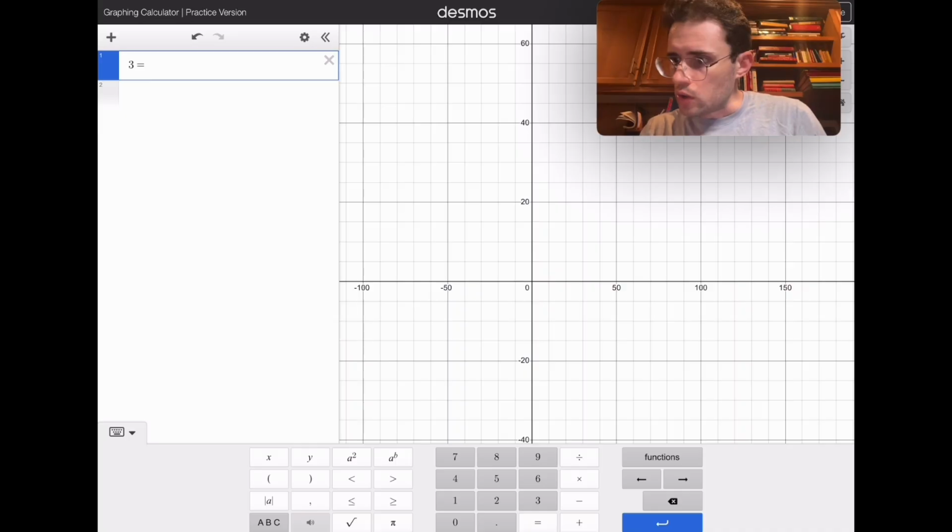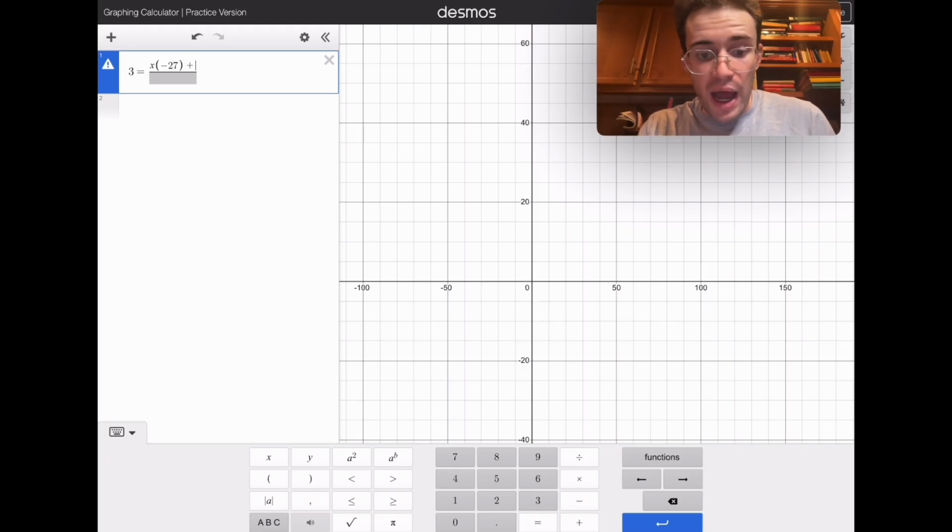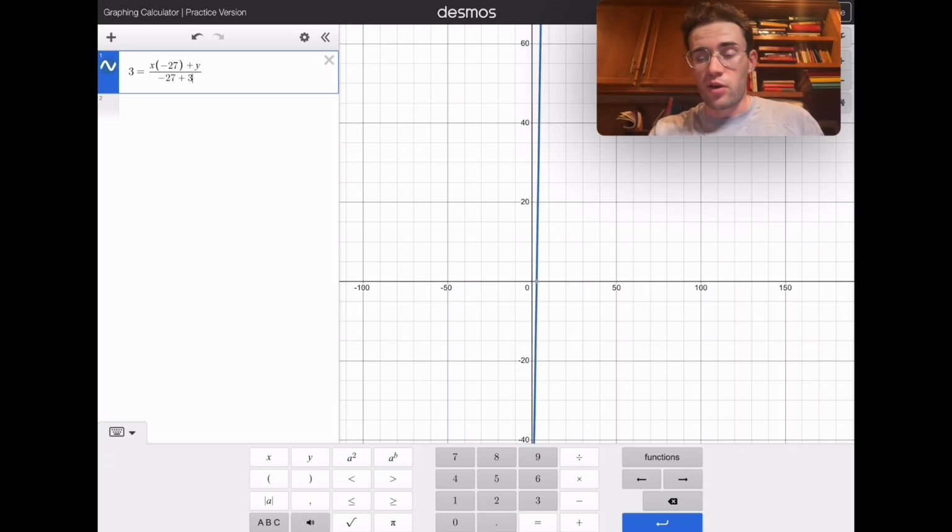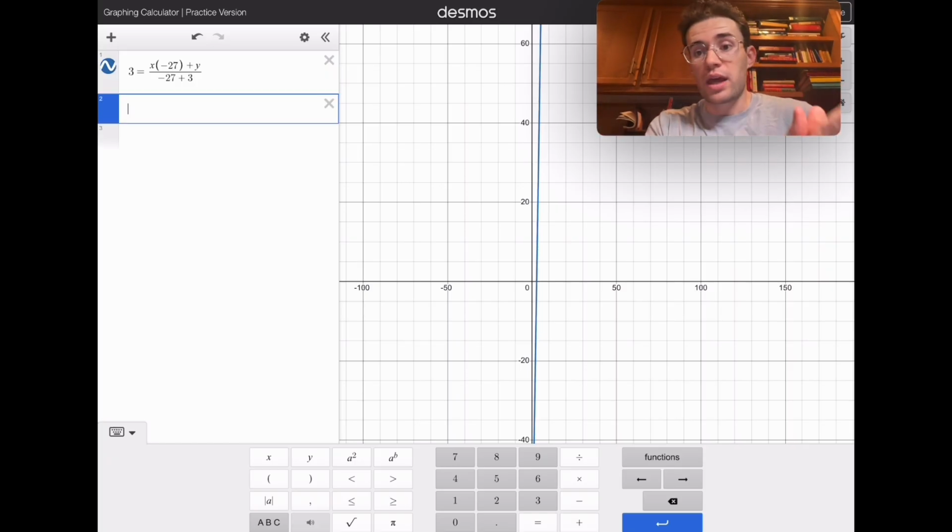3 is equal to, and we'll do x in place of the m, x times negative 27 plus y, which is in place of the b, all over negative 27 plus 3. And you can see I didn't even simplify that. I didn't even write negative 24, just to remove any opportunity for me to have messed up any math in the steps. All right, so I just wrote that in where I plugged in 3, which was one of the outputs for g of x, and negative 27 was the input that corresponded to that 3. All right, so that's one equation.